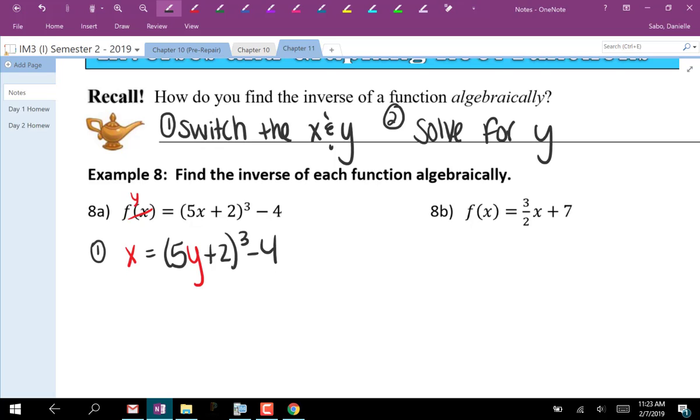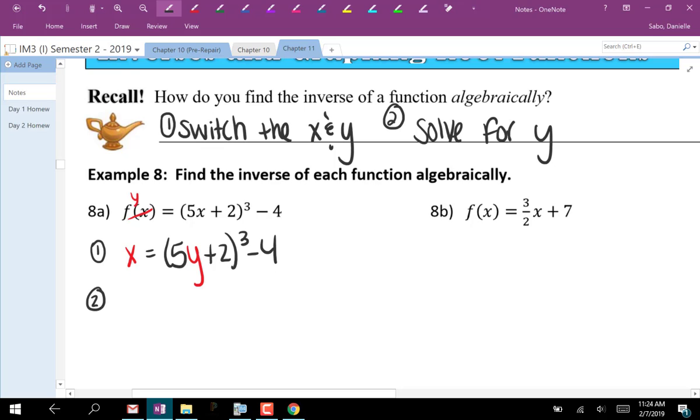Now again, the goal is to solve for y, not for x. So this is going to be step 2. We have to solve for our y value. What would you do first to move everything to the left side? What would you think that you would move first? Would you move the 5, the 2, or the 4? Which one do you think you would move? The 4. Because this is all together, like it's one thing. So we have to move it first.